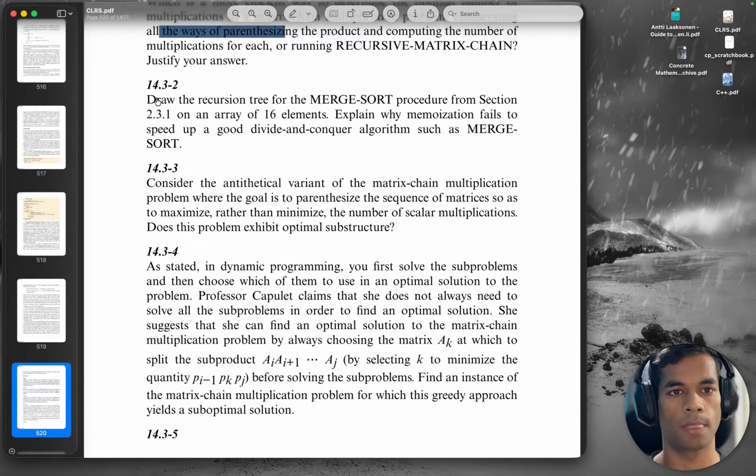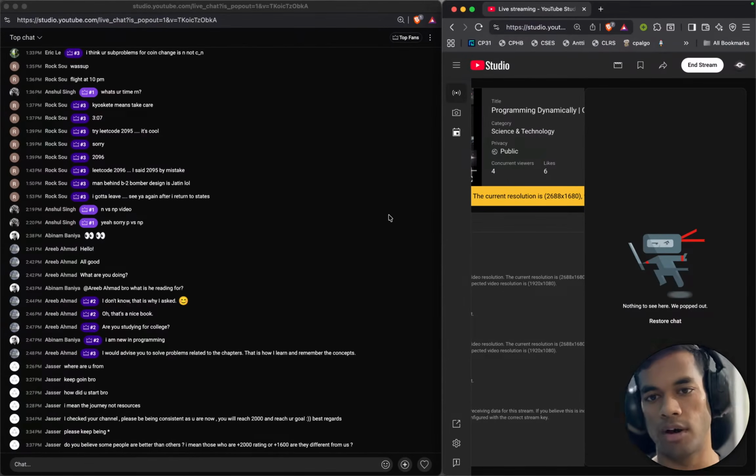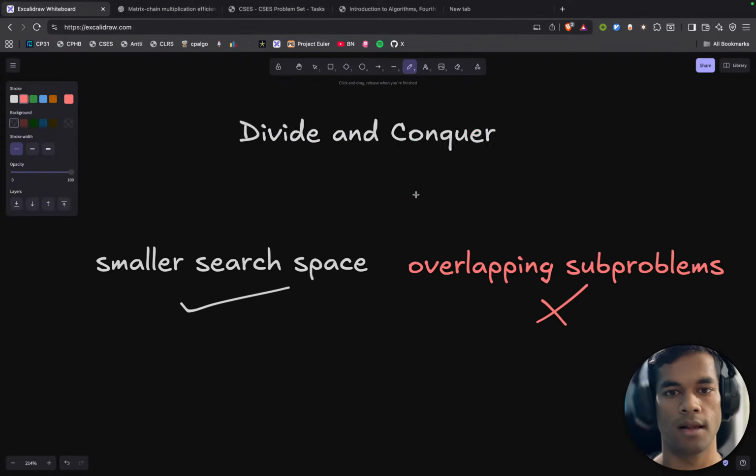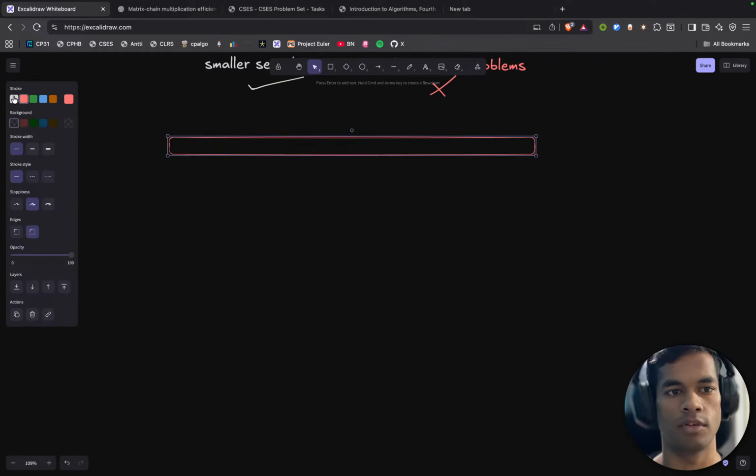Now this question: draw the recursion tree for the merge sort procedure on an array of 16 elements. Explain why memoization fails to speed up a good divide and conquer algorithm such as merge sort, because the problems are not overlapping. Okay, I can do that. Let's say we have an array of 16 elements.